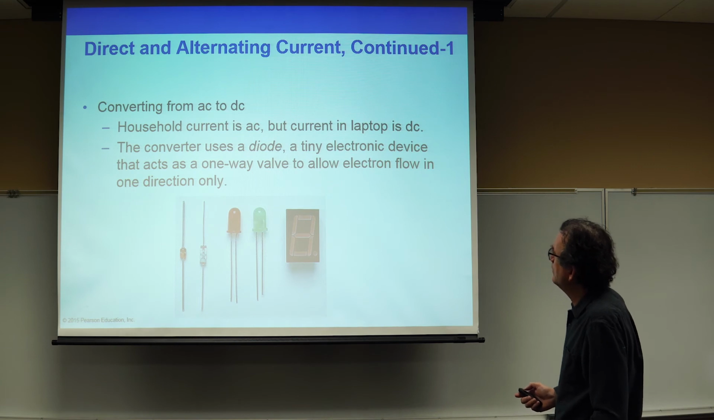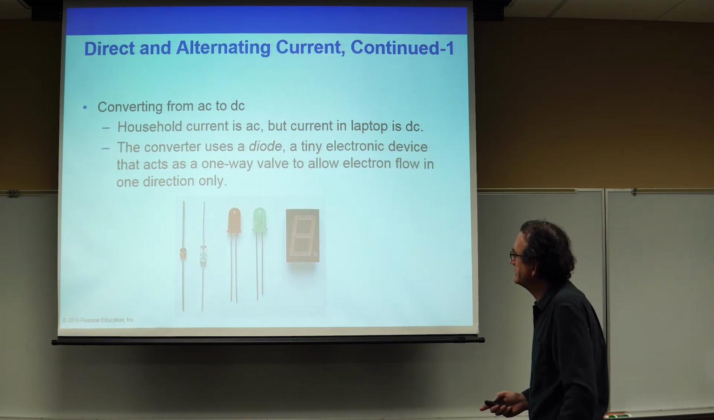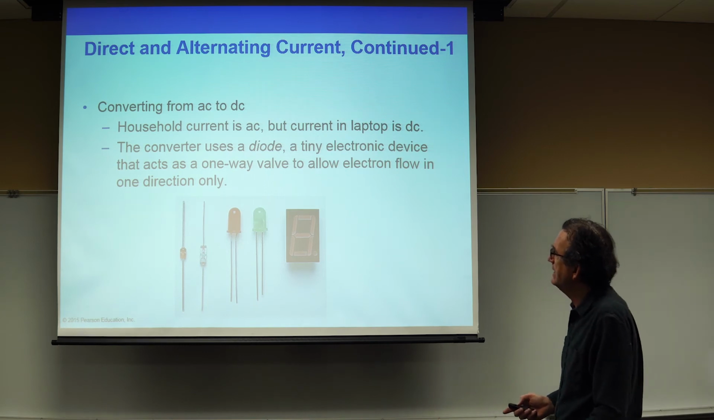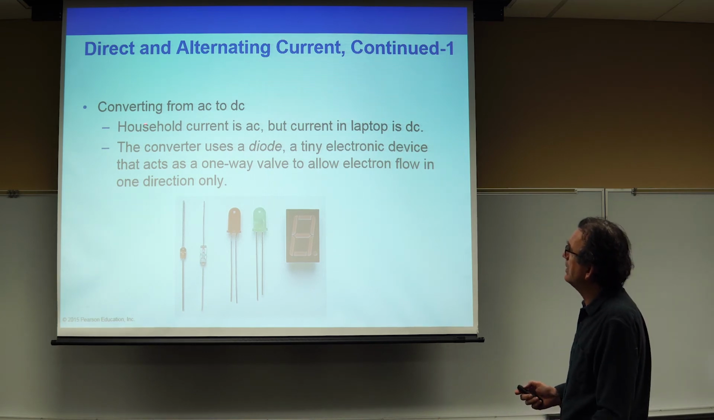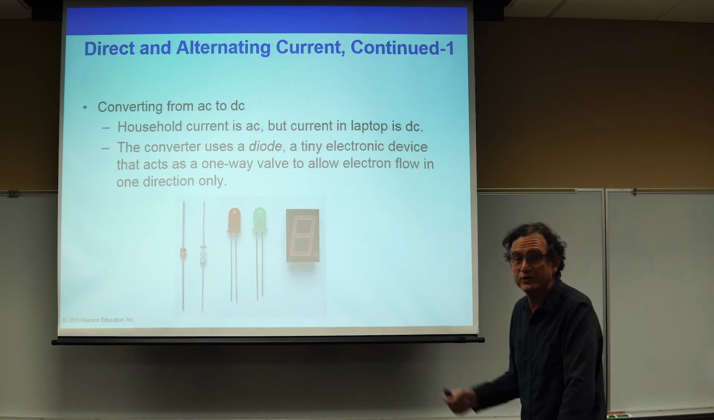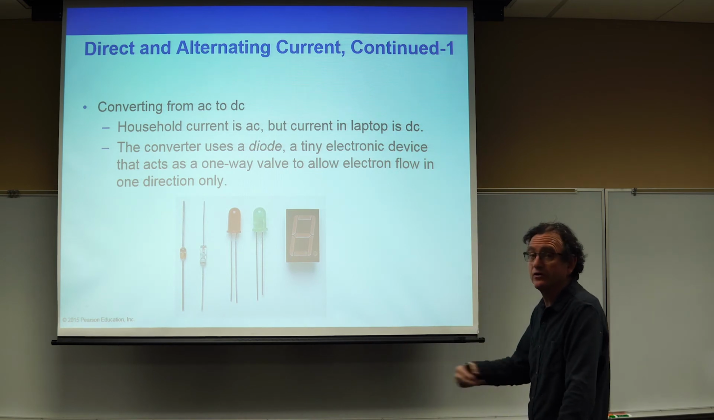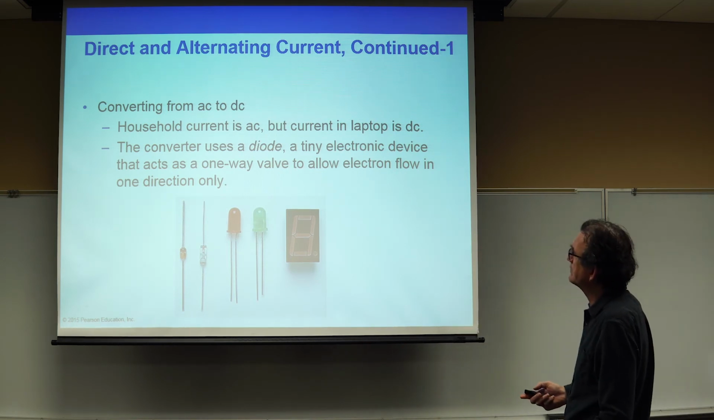And it's done with devices that we're not going to talk much about called diodes. I have a circuit in the next slide, I believe it shows that. But the basic idea is that diodes are a device that only allows current to flow in one direction. So if you change the polarity of the voltage, the current stops. That's the basic function of a diode.